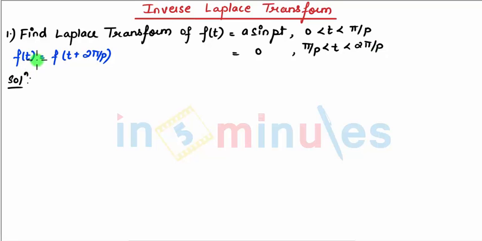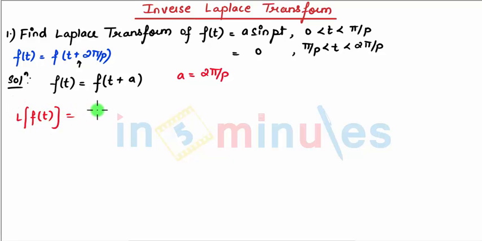It is given f of t is equal to f of t plus 2 pi by p, which we compare with f of t equal to f of t plus a. So your value of a is 2 pi by p, and that is your period. So we know the Laplace of f of t, for a periodic function, is 1 divided by 1 minus e raised to minus as, times the integral from 0 to a of e raised to minus st f of t dt.